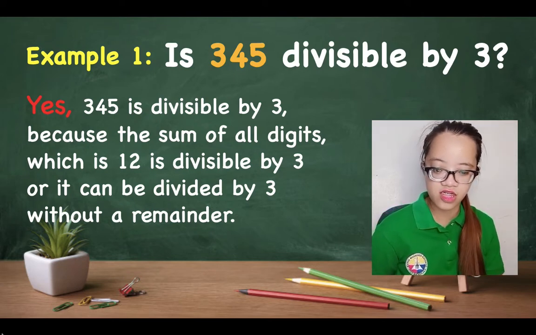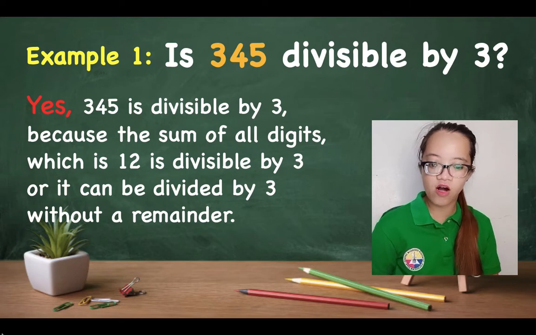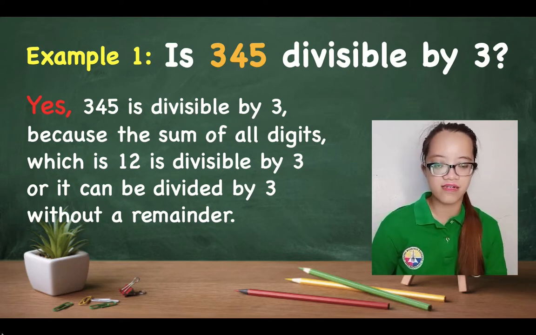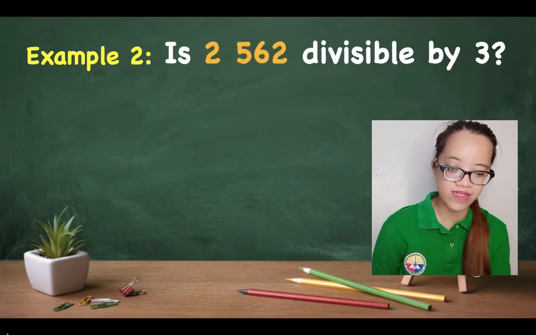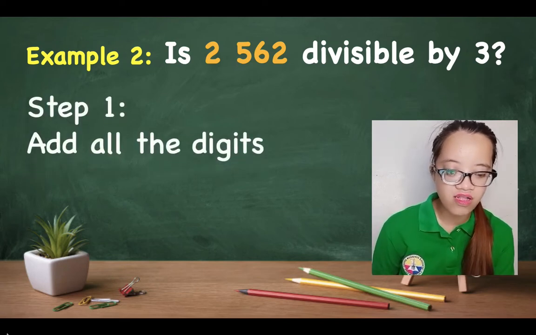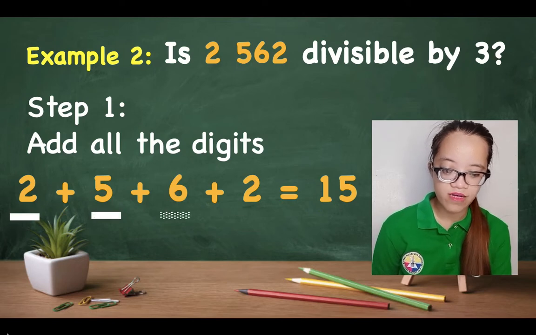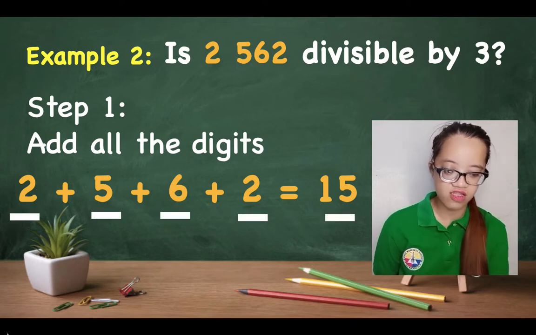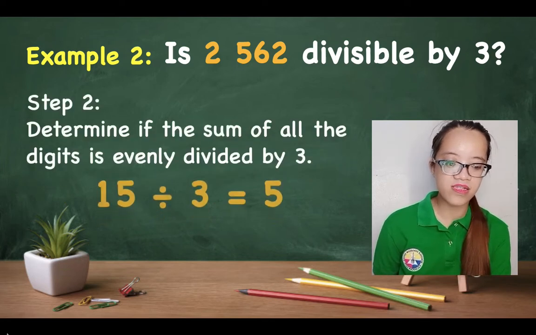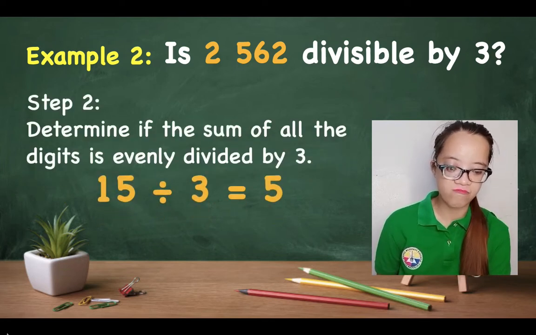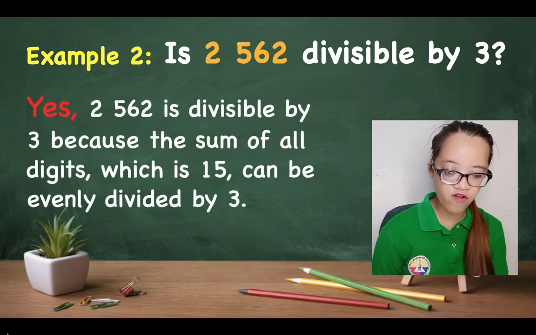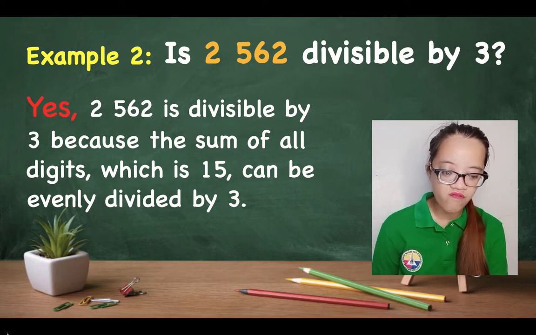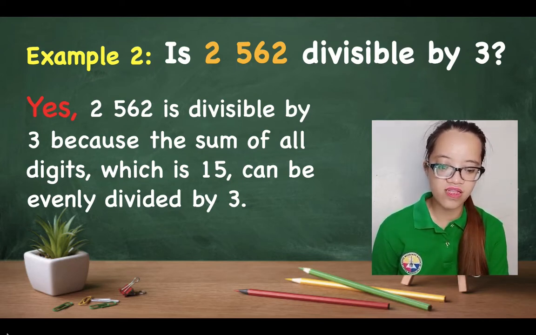Because the sum of all the digits, which is 12, is divisible by 3, it can be divided by 3 without a remainder. Another example: is 2,562 divisible by 3? Step 1. Add all the digits. 2 plus 5 plus 6 plus 2 equals 15. Step 2. Determine if the sum of all the digits is evenly divided by 3. 15 divided by 3 equals 5. Therefore, 2,562 is divisible by 3 because the sum of all the digits, which is 15, can be evenly divided by 3.